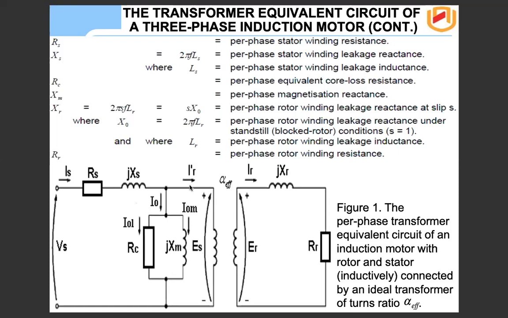And this is IR prime. Remember, it is the one that is reflected from the secondary side. So on the secondary side, we have IR and the reactance, and the rotor resistance R. When we talk about rotor resistance, we're talking about the winding resistance.